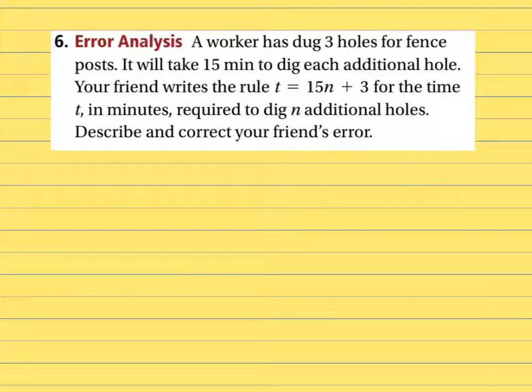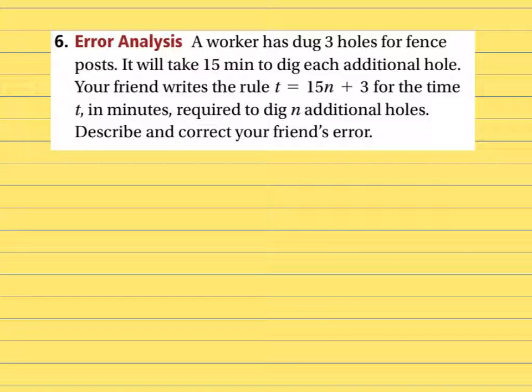Okay, so we're doing a little error analysis on this, which is another way of saying we're doing spot the error or find the error in this answer that the person gave us. So let's just circle the answer that they gave us. The situation says a worker has dug 3 holes for a fence. It will take 15 minutes to dig each additional hole. That implies that it's taken 15 minutes to dig the original 3 holes as well.